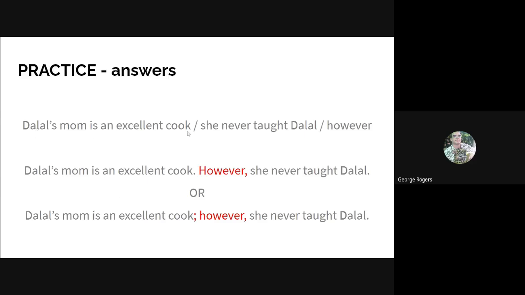Dalam's mom is an excellent cook. She never taught Dalam. So these are kind of two independent clauses. Transition, we have she was an excellent cook, but she never taught Dalam how to cook. So however, she never taught Dalam. If we make it one sentence, we have a semicolon and then however, comma. Next.